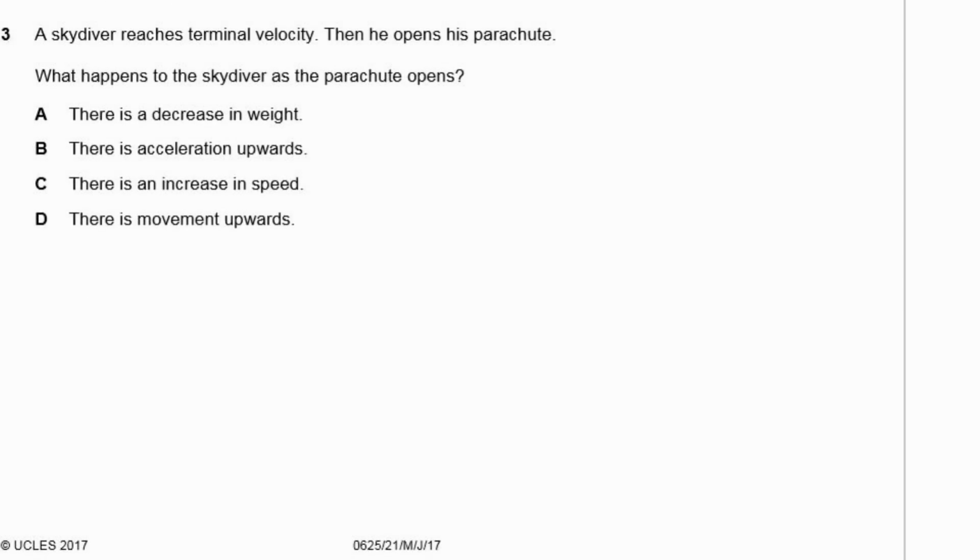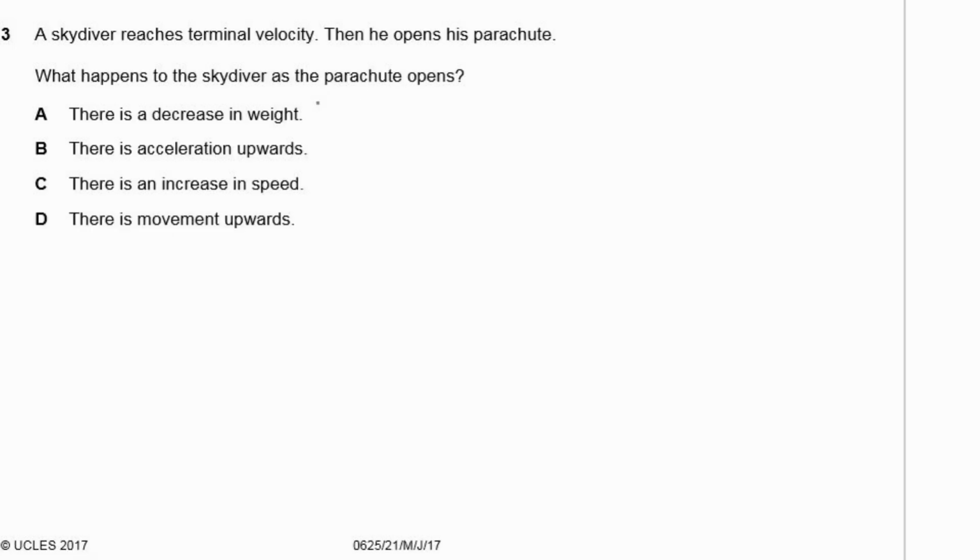Question number 3. A skydiver reaches terminal velocity, then he opens his parachute. What happens to the skydiver as the parachute opens? A, there is a decrease in weight. B, there is an acceleration upwards. C, there is an increase in speed. And D, there is a movement upwards. Ooh, tricky question.